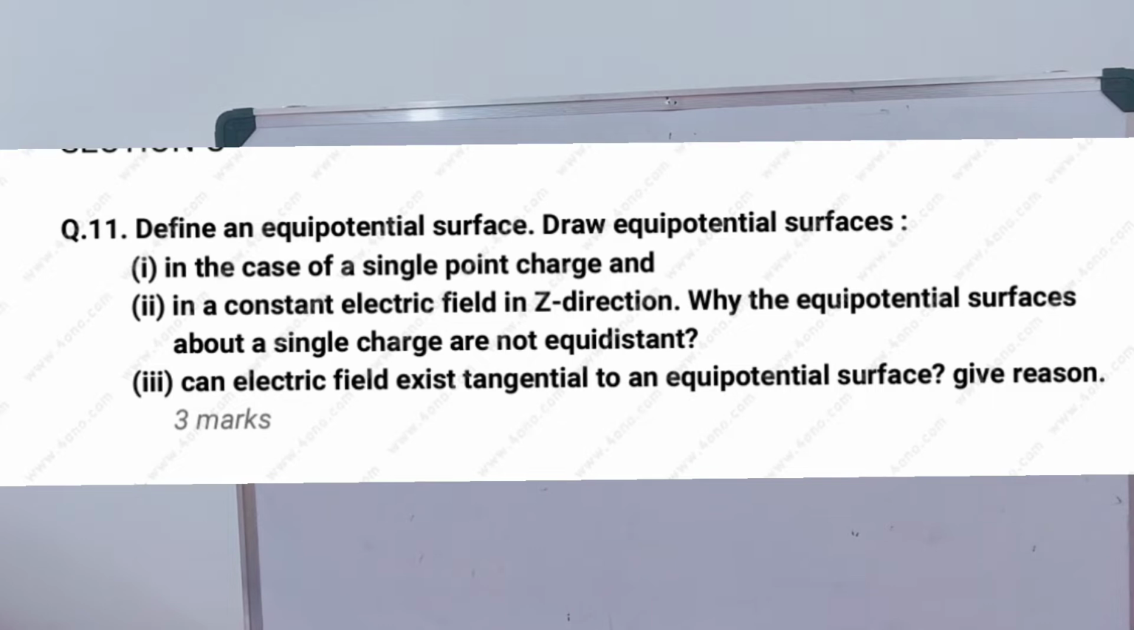2 mark question. Define an equipotential surface. Draw the equipotential surfaces. First one, in case of a single point charge. Second one, in a constant electric field in Z direction. Why are the equipotential surfaces about a single charge not equidistant? Third one, can electric field exist tangential to an equipotential surface? Give reason.